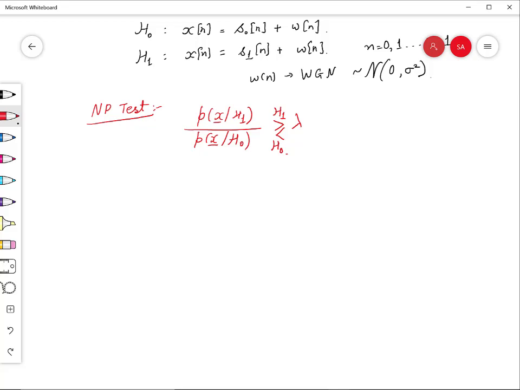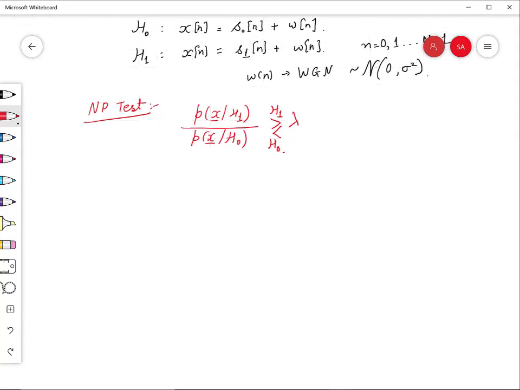So let me take the Bayesian approach in this case. You can do it with the NP test also. You will get a similar result because in both cases you compute the likelihood function. So I'm going to take a Bayesian case, and in this let me consider the priors are equal. That means the probability of h0 is equal to the probability of h1, which is equal to half.